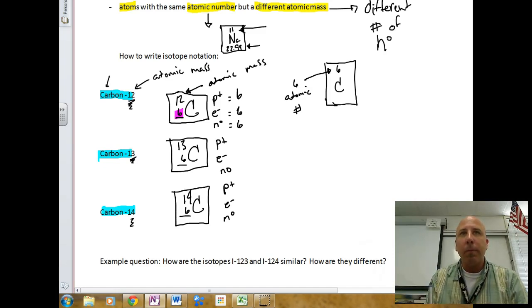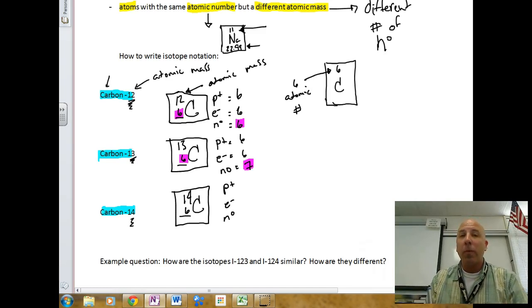Now, on the next one, for carbon-13, again, the atomic number is 6, so we will say that it has 6 protons, and assuming it's a neutral atom, 6 electrons, and then we subtract 6 from 13, and we get the number 7 for the number of neutrons. So that tells you the difference there in carbon-13 between carbon-12. It's basically the number of neutrons. That's what we said previously.